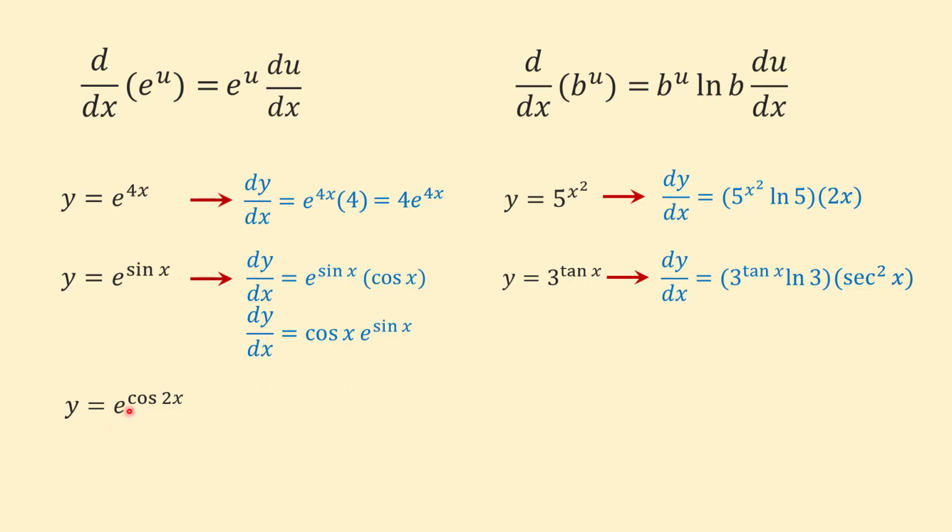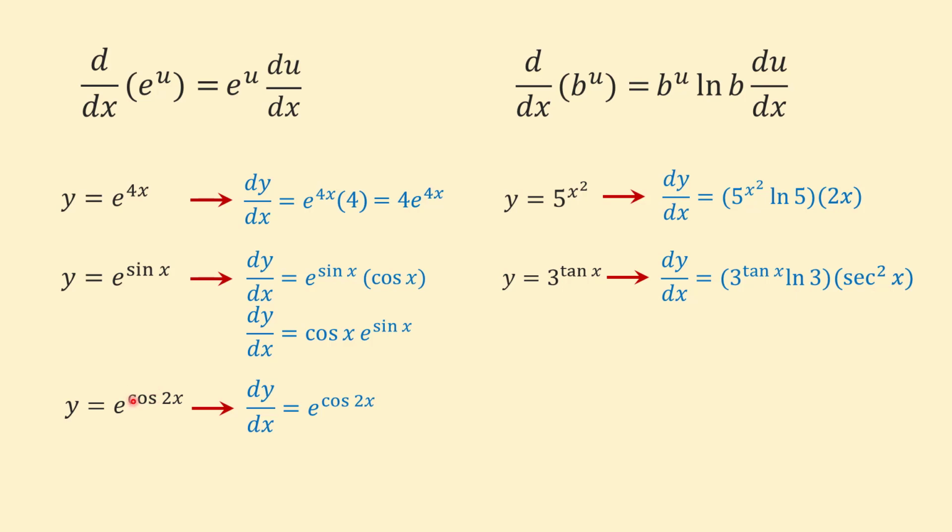Another example. E to the cosine of 2x. E to the u. Derivative of e to the u is e to the u, e to the cosine of 2x. We should multiply this by derivative of the power. To find derivative of the power, we should use chain rule again because the power has inside and outside for itself. The inside is 2x and outside is cosine.